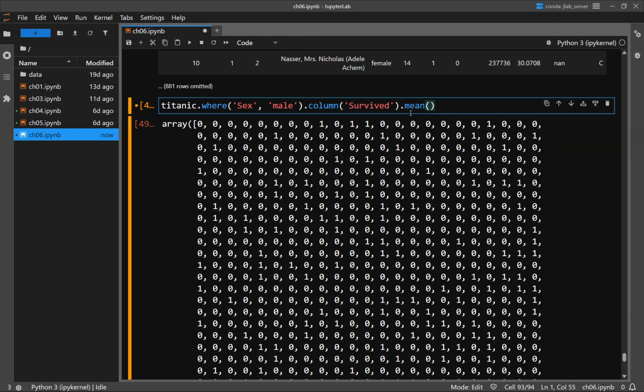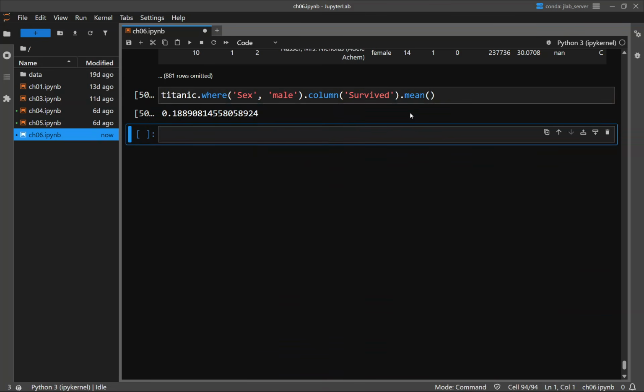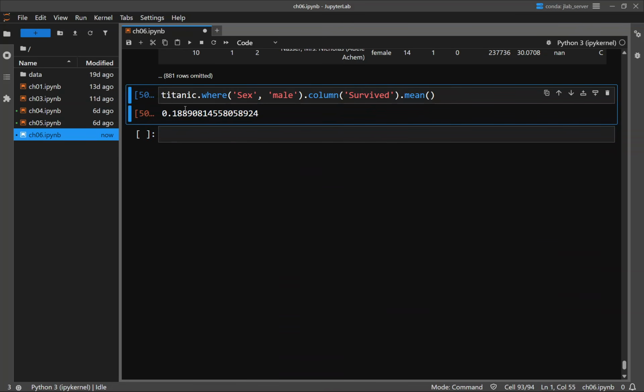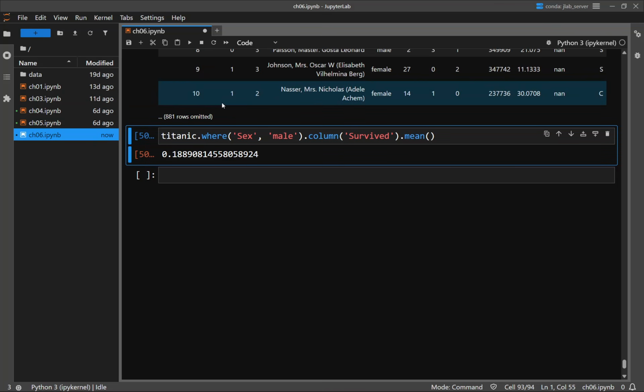So if I just say mean, it'll add them all up, divide by how many, and that is exactly the survival rate of men. Not too good, unfortunately. 18.9% survival rate. That's really sad. Yeah, so that's the idea. And kind of the way you get that, right, is you count how many survived, divide by the total amount. So that's that answer.